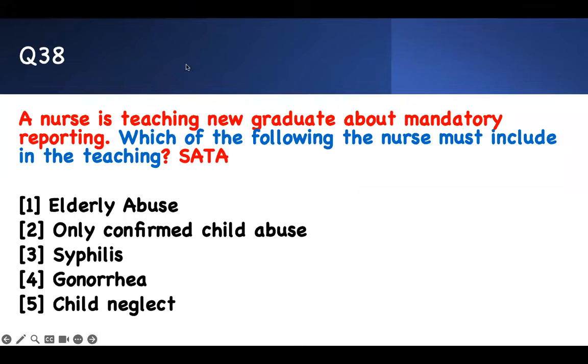Number 38, select or apply. Which of the following must the nurse include in the teaching? A nurse is teaching a new graduate about mandatory reporting. So which one is mandatory? Deadly abuse, yes. Only confirmed child abuse, buzzwords. You should pay attention. These are distractors. Only is an absolute. Any suspicion of elderly abuse, any suspicion of child abuse is indicated, so this is wrong. Syphilis, yes. Certain infections, gonorrhea, and child neglect, you have to report it.